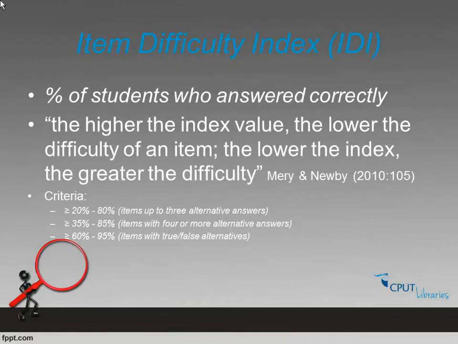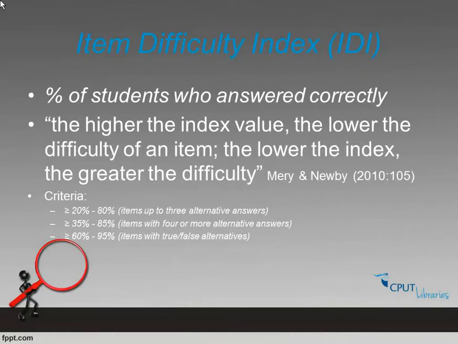So if 85% got that question correct, it could possibly mean it's too easy. Okay? If less than 20% got it right, it might mean that it is too difficult. But there are other things to consider. It might just be that the question is confusing, and we'll speak a little bit later about that. So the range that we use is 20 to 80% for questions with up to 3 answers.